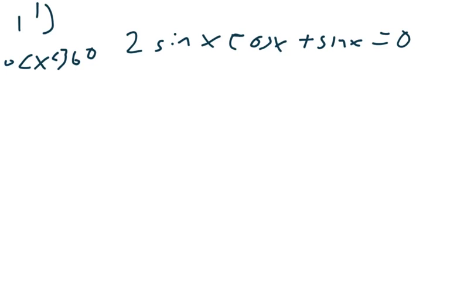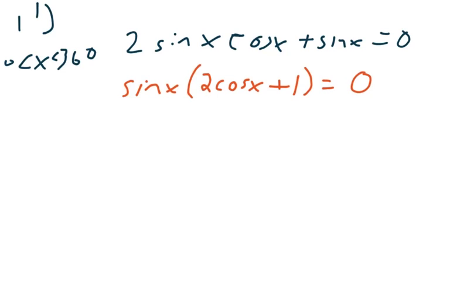Alright, we're going to start this video with problem number 11. When we're trying to solve this, we are going to factor out what they have in common. Since both terms had sine in common, we wind up with this situation. So I've got the sine of x is equal to 0, and 2 cosine of x plus 1 is equal to 0.